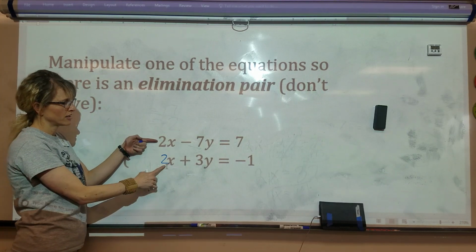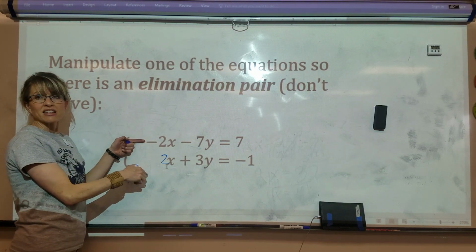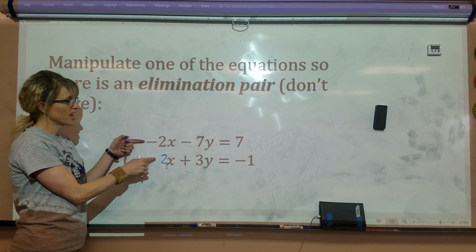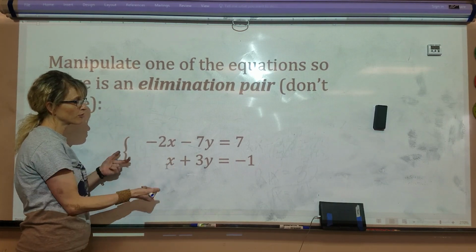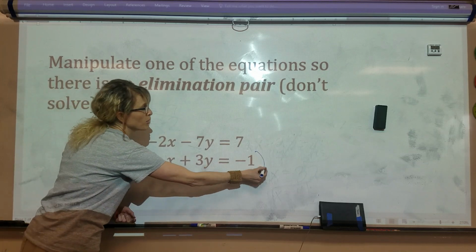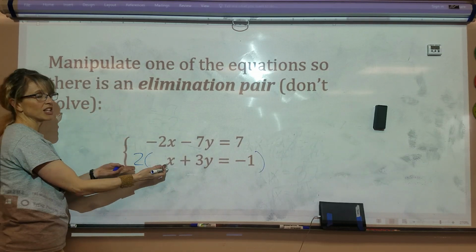Same coefficient, and they need different signs. So if I can make that, and I learned before, I could just multiply both sides by a 2, and then I could get a 2 there.